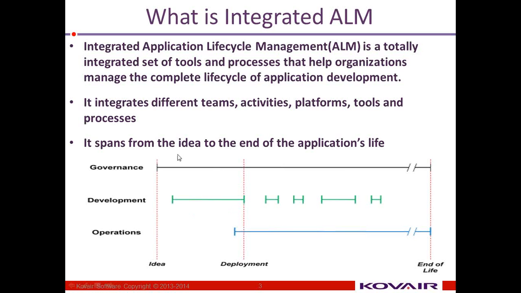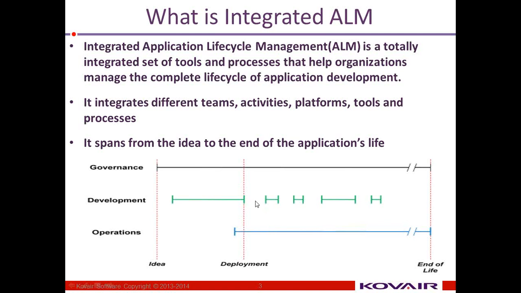So as I said, it spans from the idea to the end of the application's life. And within this application's life, the SDLC, or actual development of the software, that cycle can repeat. If we look at this diagram over here, the idea starts over here, and this is the initial stage where we are defining the requirements and doing all that. The SDLC, this green part, is an SDLC cycle which is used to actually develop the product, or basically the work products that are going to be delivered, and then it goes into deployment, which starts the operation part of it.